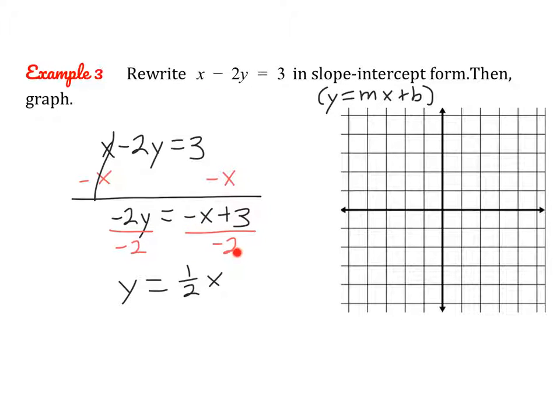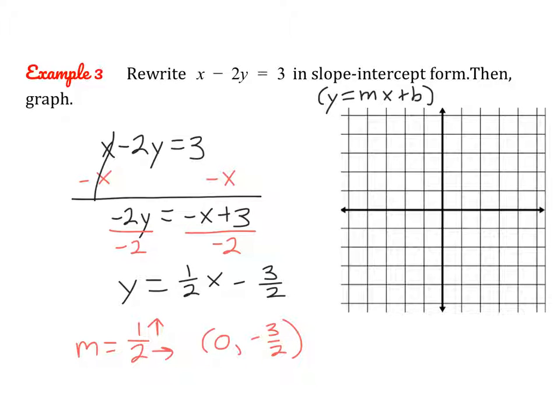I have negative 1 over negative 2, which becomes positive 1/2. Now here I have positive 3 over negative 2. That's another fraction, and it becomes negative 3/2. So from here, we can graph. Let's start by looking at our slope, which is 1 over 2, telling us to move up 1, right 2. And then I can see that our y-intercept is going to be 0, negative 3/2.